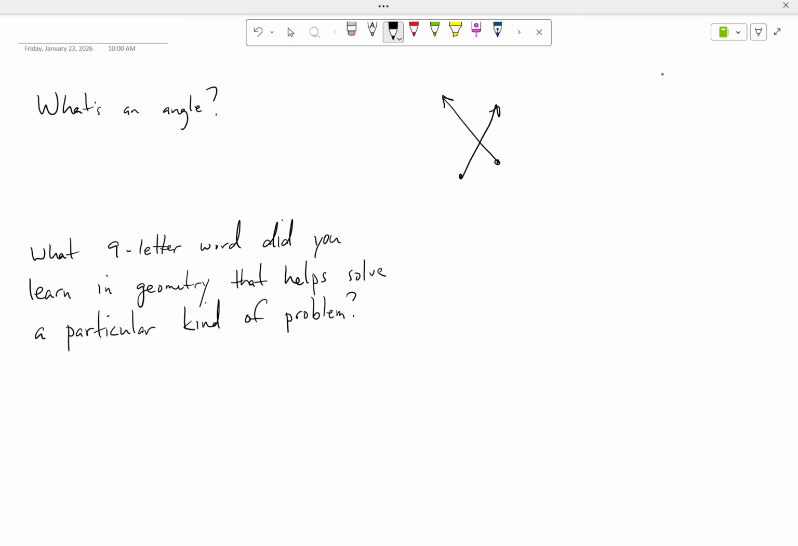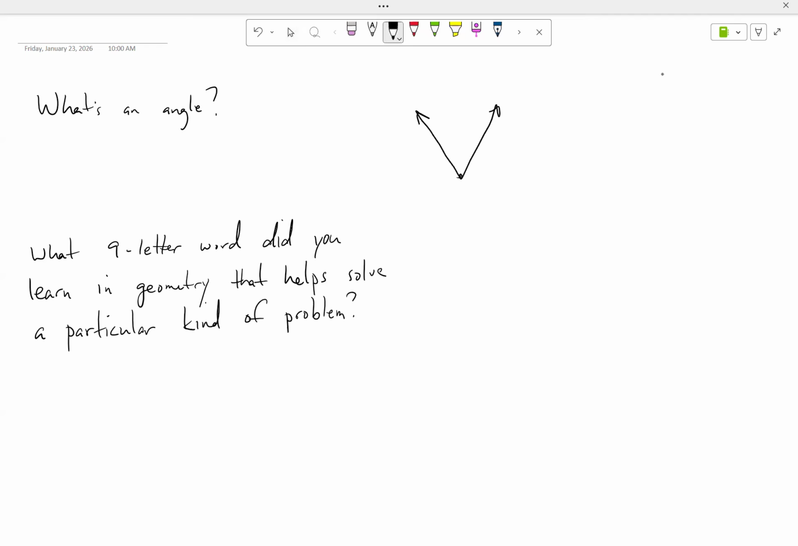They have the same, what's the word I'm looking for? Endpoint, yeah. Every ray starts at something called the endpoint, and then goes in a particular direction. That is a ray. So the definition of an angle is just two rays with the same endpoint.